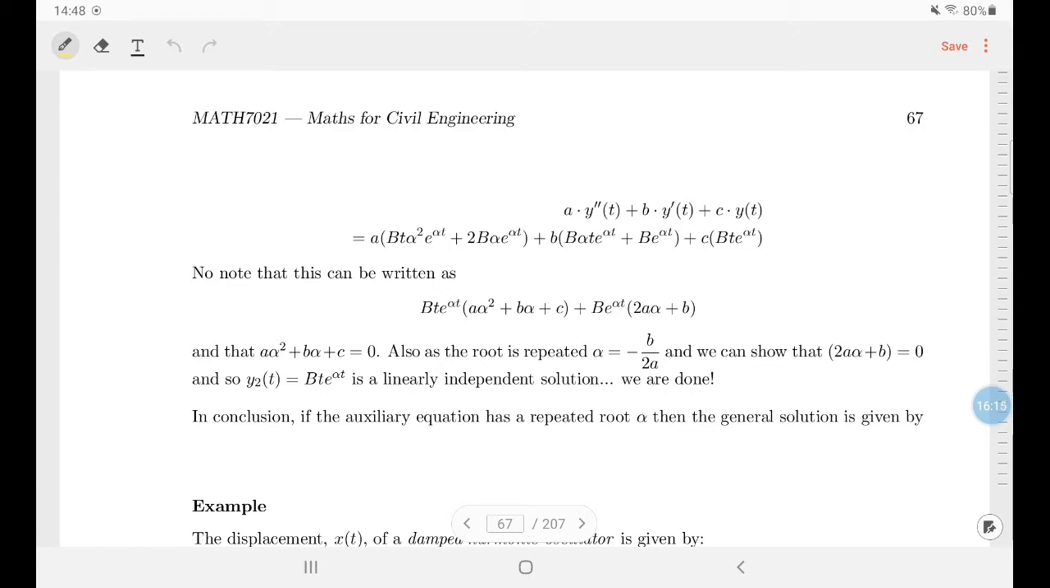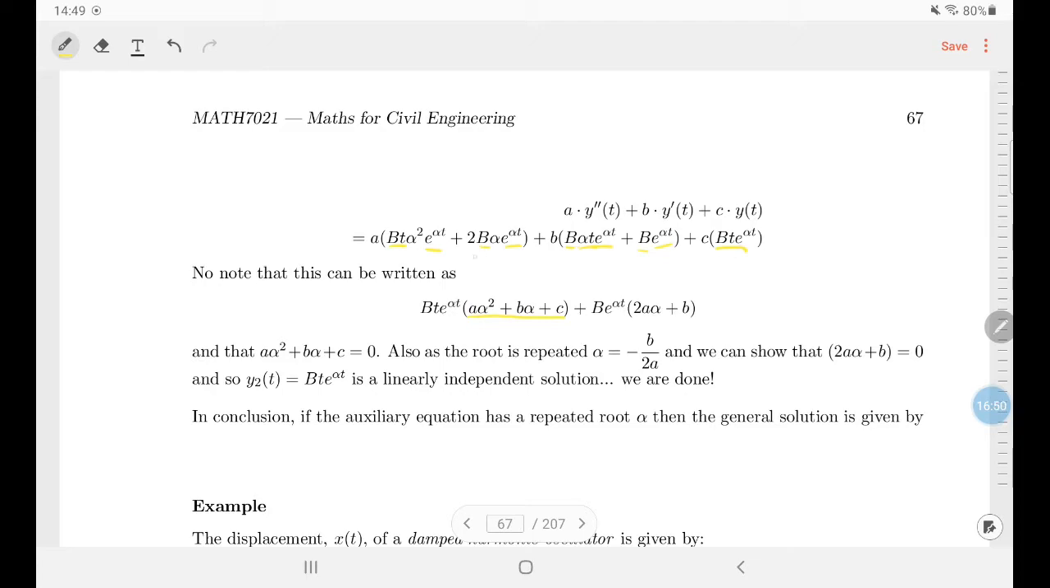And you can rewrite this as follows. You can take out the bt e to the alpha t, and what's left? There's an a alpha squared, b alpha, and I think just a c, so that's that. And then for the other thing, take out b e to the alpha t, and there's none there.